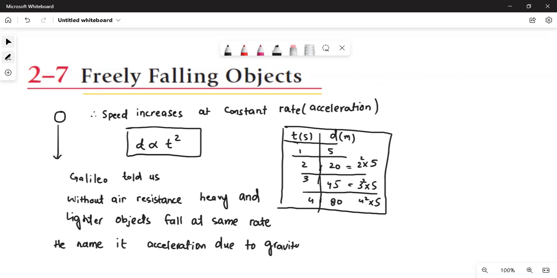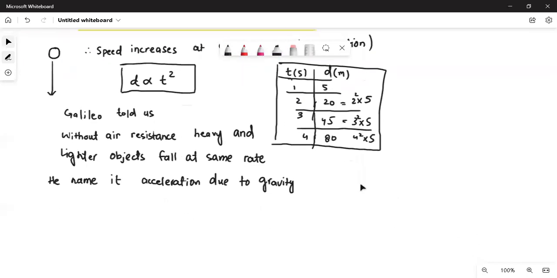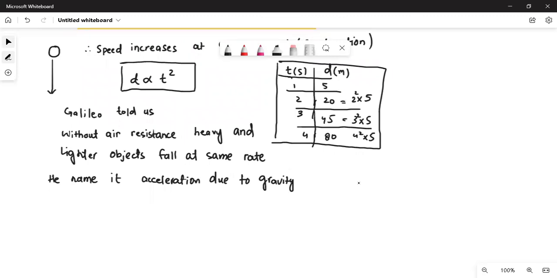So now whenever something is moving or falling, a freely falling object has a constant acceleration and its value is g. Its value is 9.8 meter per square second, because this is the acceleration. Acceleration due to gravity, we call it. It is denoted by g, which is 9.8 meter per square second. Okay, this is the second thing.